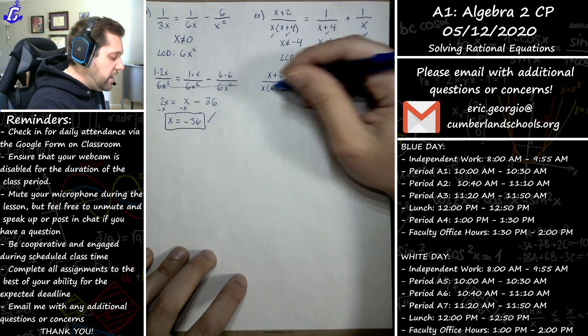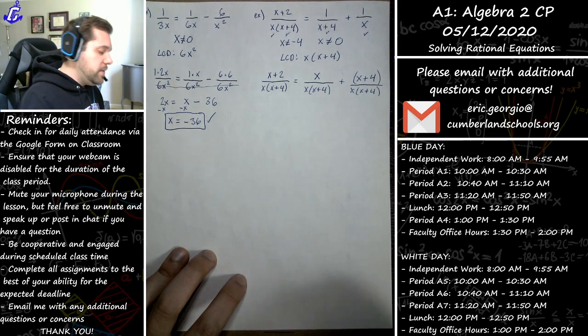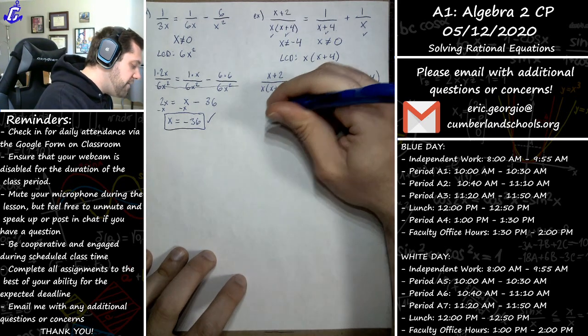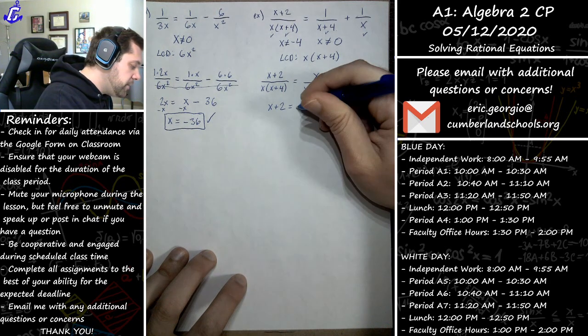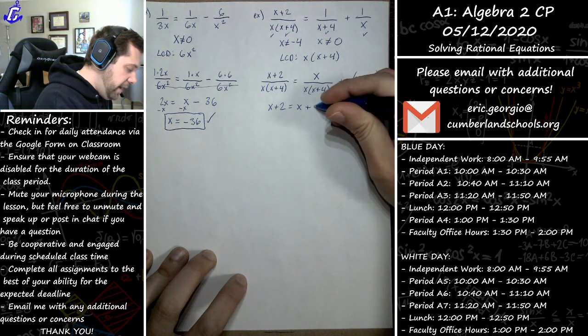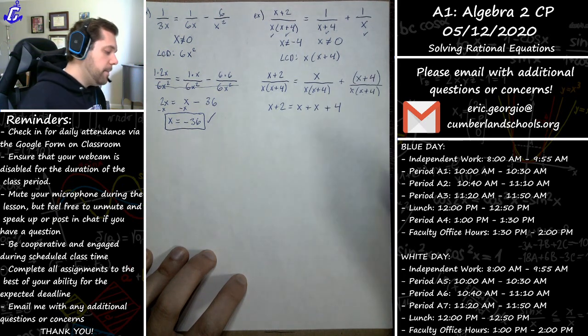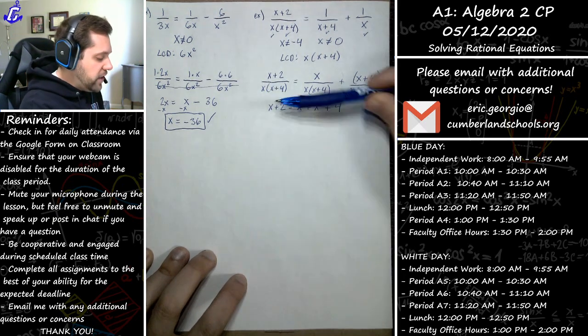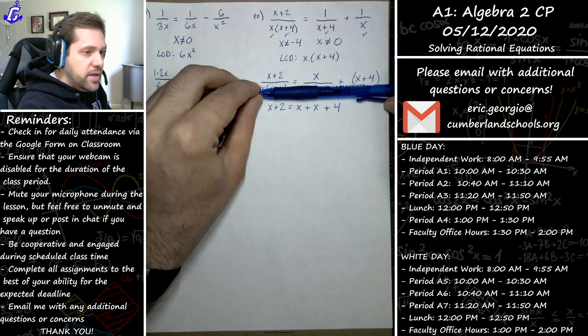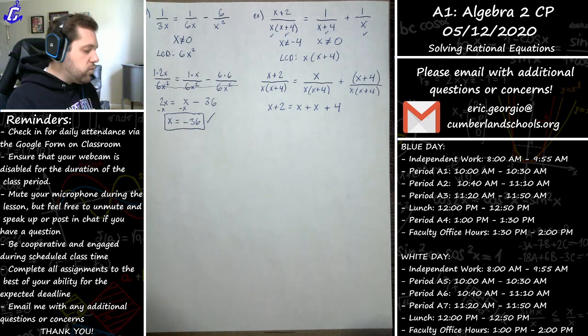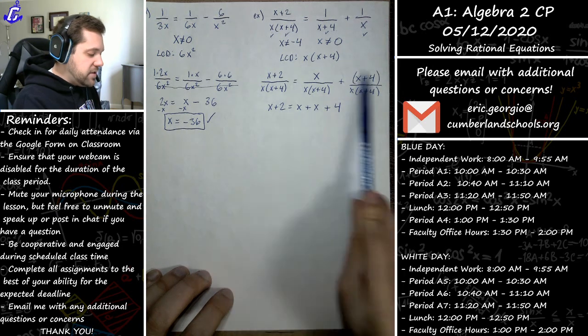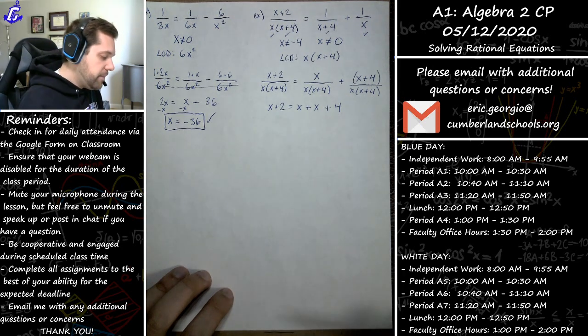Now that all the denominators match up, again, we could pretty much ignore them and just focus on the numerators. I have x plus 2 should equal x plus 4. See that? We're just paying attention to the numerators now. Because the denominators are the same, we could just disregard them because those are already equal to each other. So now we just need to make sure the tops are equal to each other.